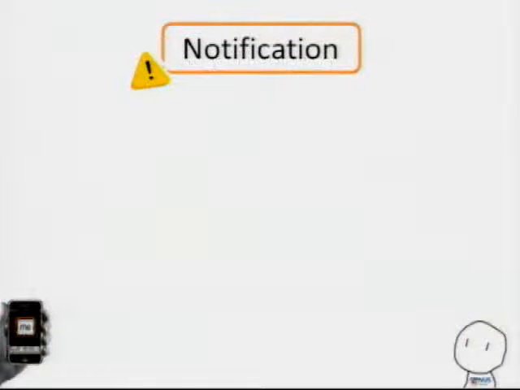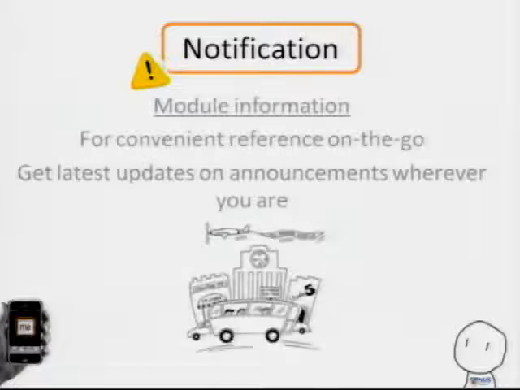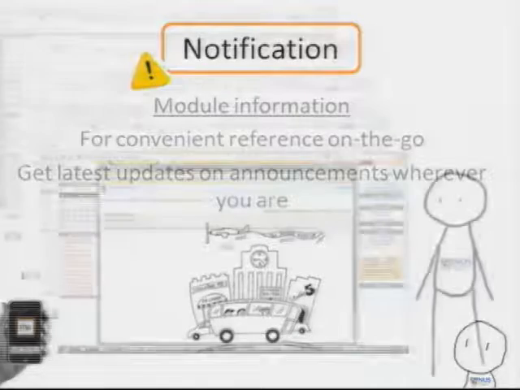So for notification, for the module information, we like to provide convenient reference on the go for module information just in case he needs to refer to anything. And also for announcements, he can get the latest updates on the go wherever he is. So let's illustrate how this might happen.